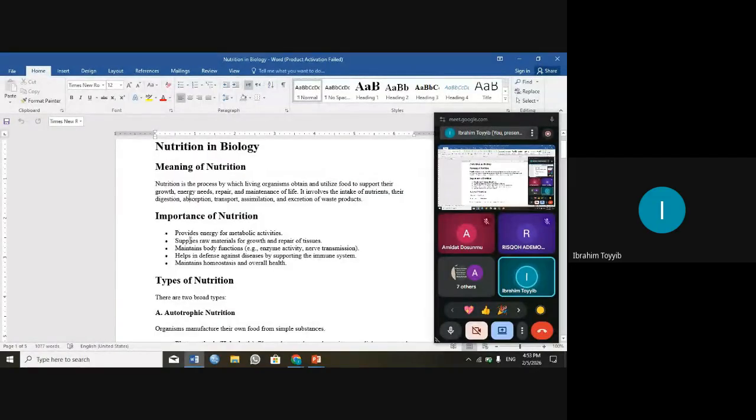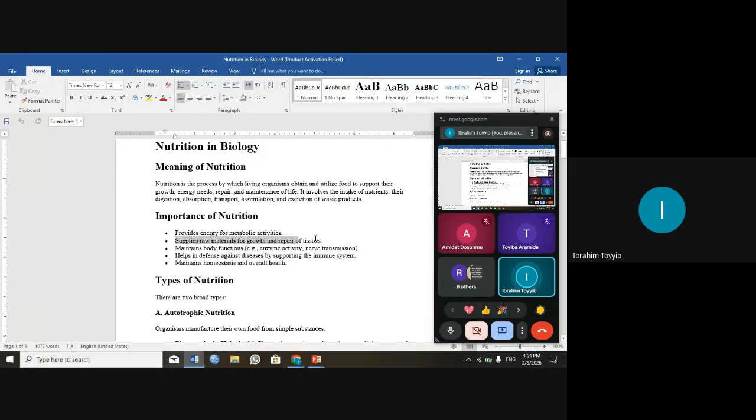It is one of the characteristics of living organisms, both plant and animal, that they need nutrients. We need food for us to what? For us to grow, and we need food for energy, to repair worn out tissue in our body and to maintain the life processes. So nutrition provides energy for metabolic activities. That's all the activities that go on around the body.